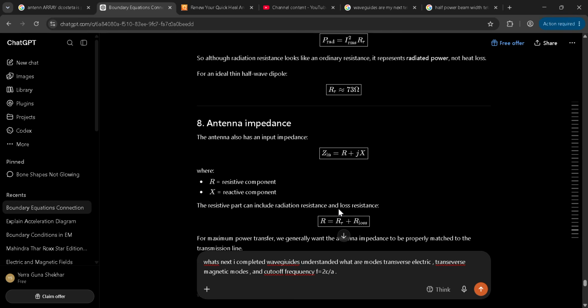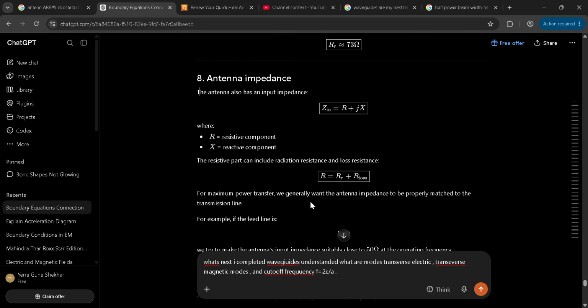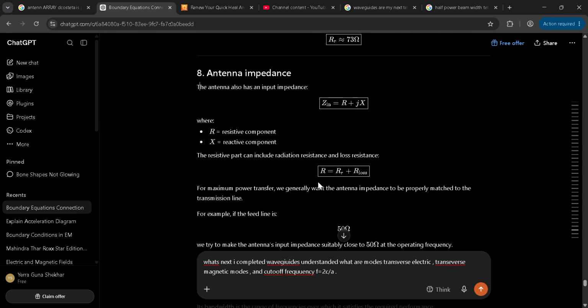Antenna impedance. The antenna also has an input impedance. Zn equals R plus jX. R is the resistive component, X is the reactive component. The resistive part can include radiation resistance and loss resistance. R equals the radiation resistance plus the loss resistance.